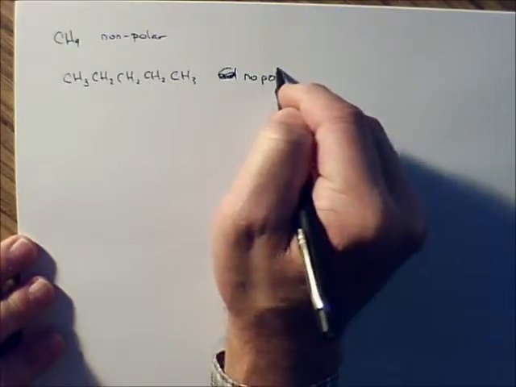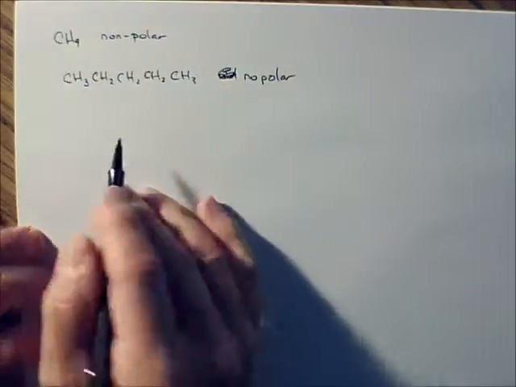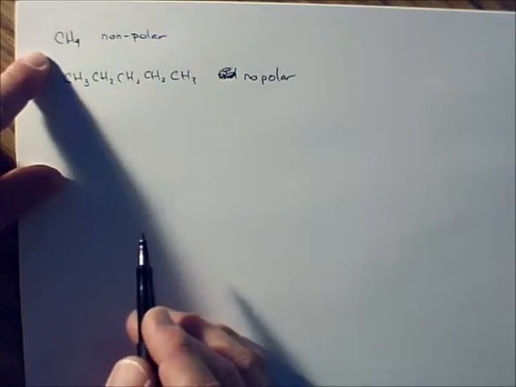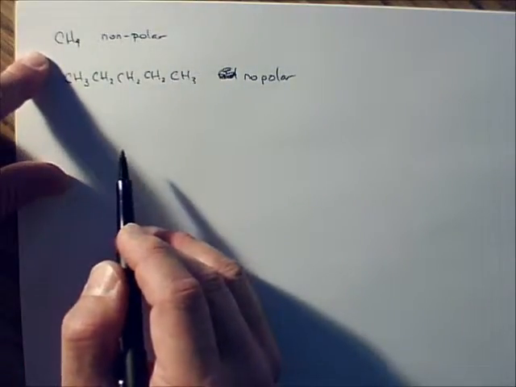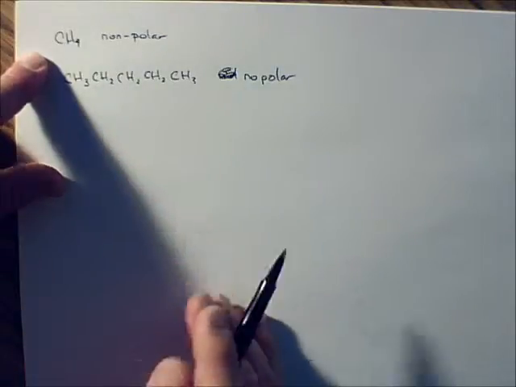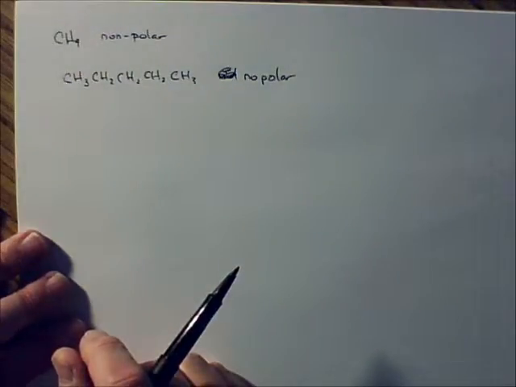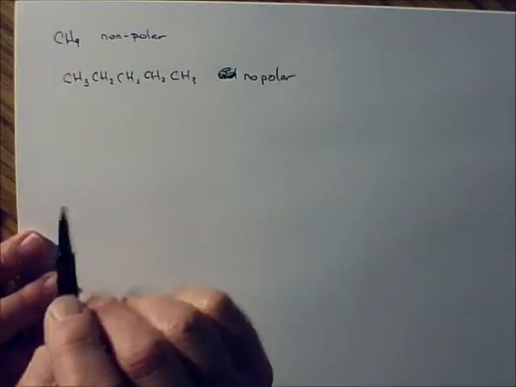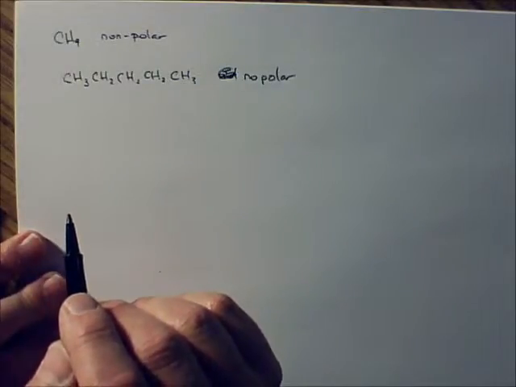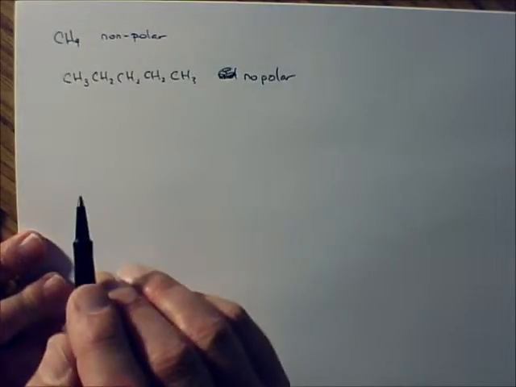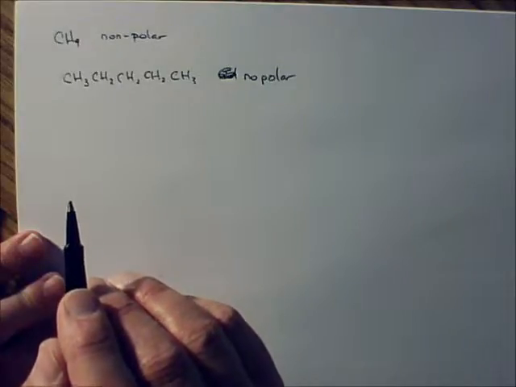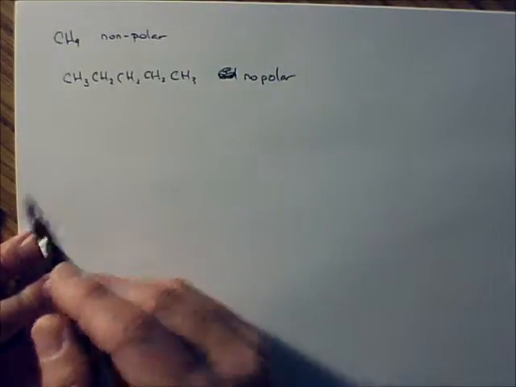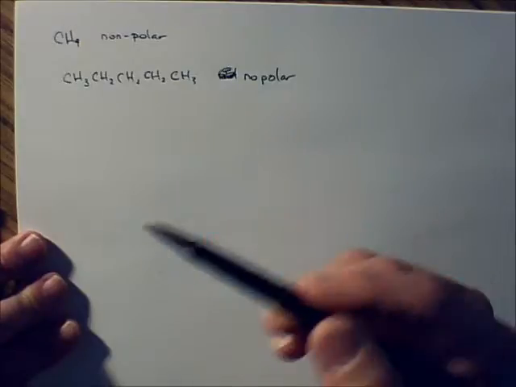All right. Now, which one of these is more likely to be a liquid at room temperature and pressure? This one or this one? The pentane. Because of what? The size. And what is the size doing that causes that? It's not just because it's bigger. There's something else going on inside that electron cloud that's causing this.